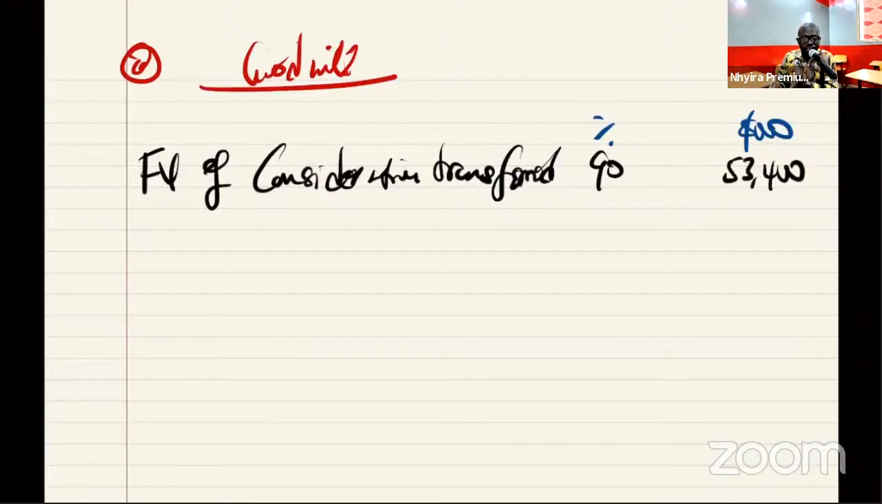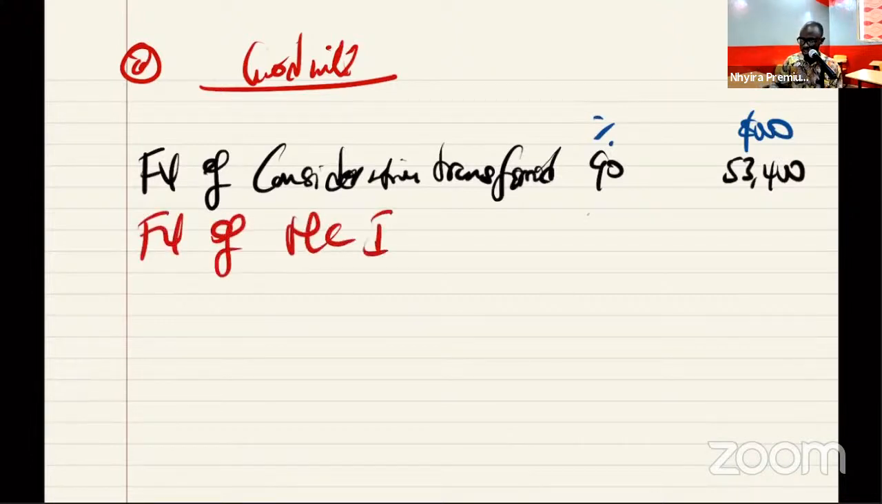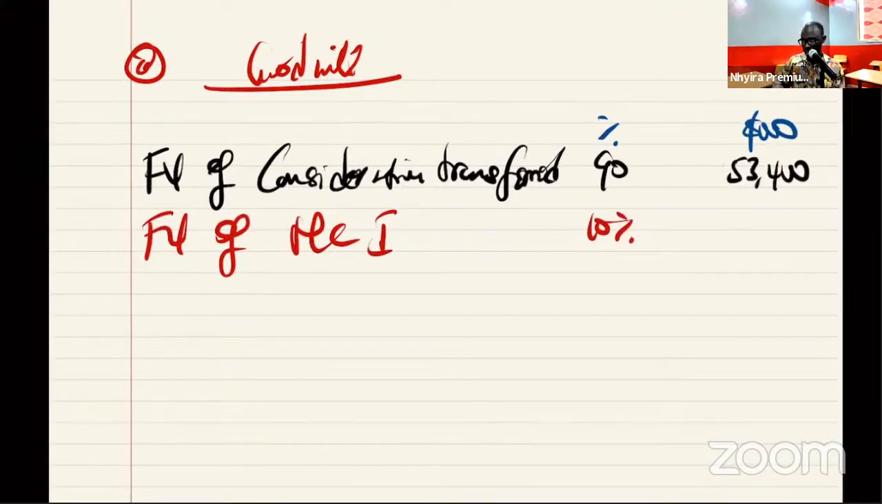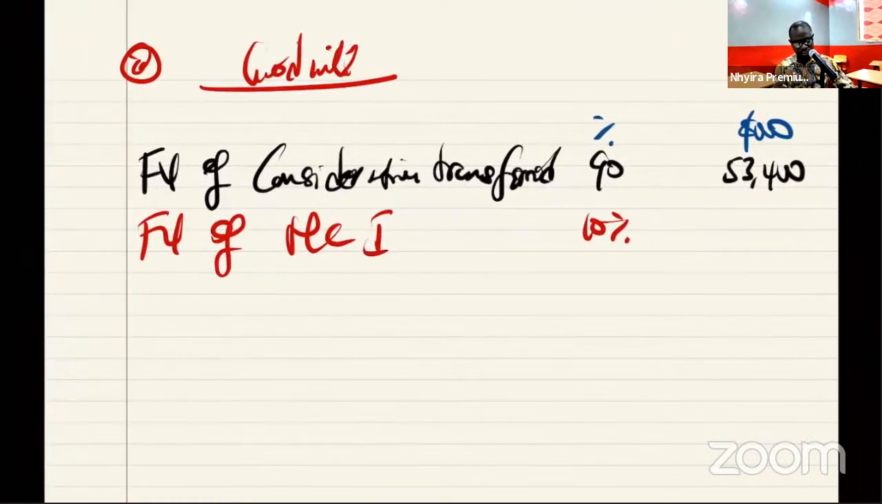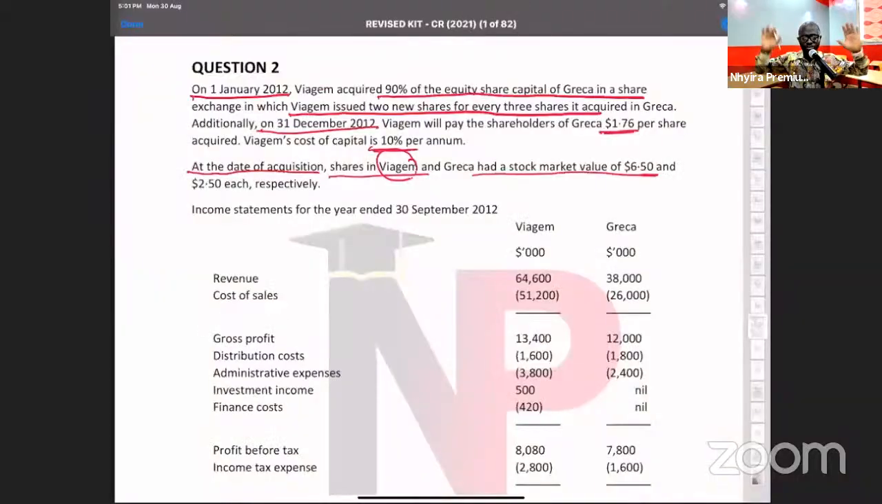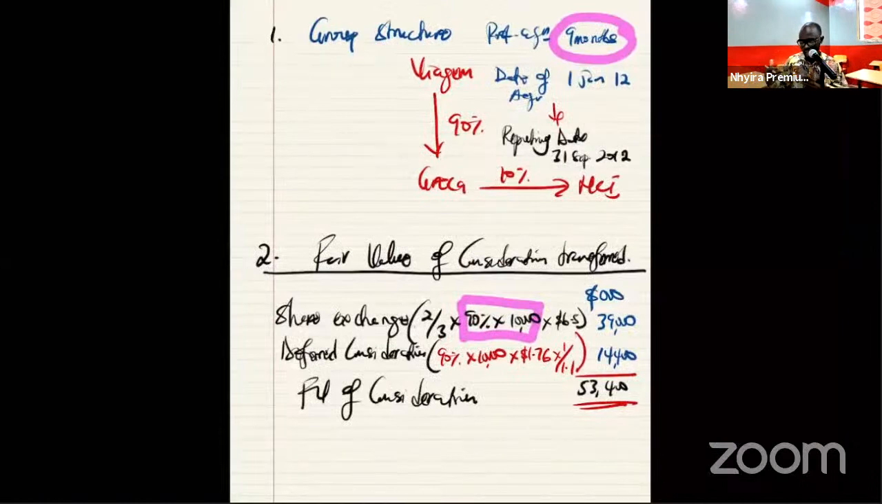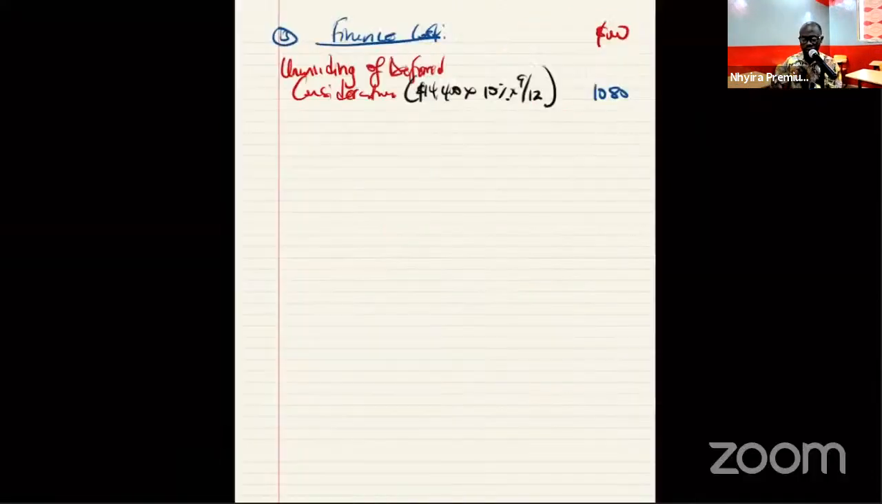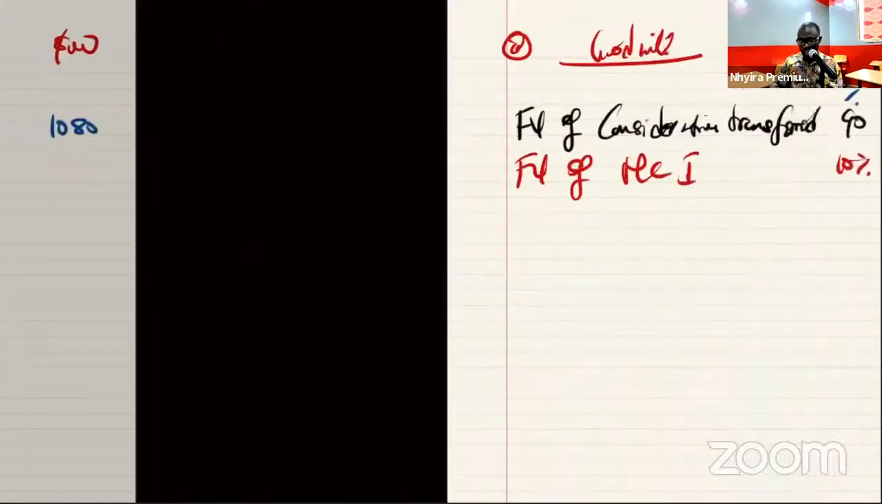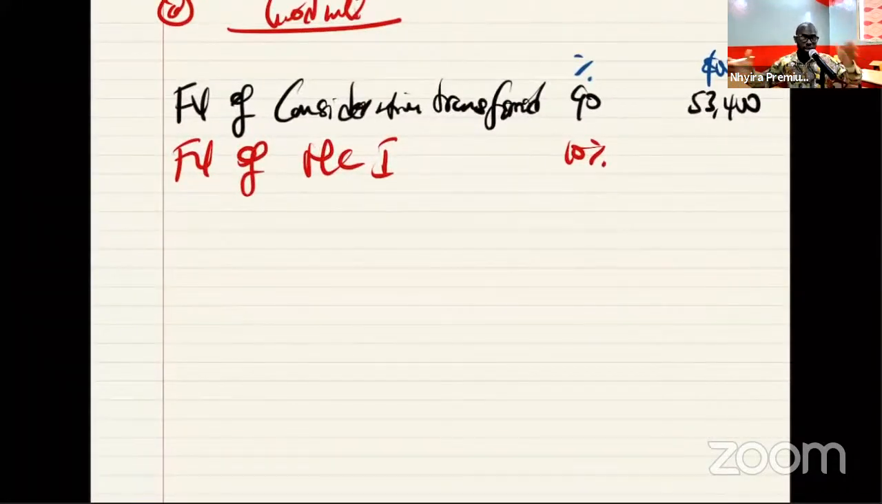Now, since it is not 100% ownership, that means there is fair value of non-controlling interest, which is 10%. We don't know how it is, but we will get a figure coming up in a moment as we continue to read our question. So let's go. Now that I've finished with the intro, look at the workings I did in the intro. I got my group structure covered. I got a fair value of consideration transferred. I got my finance cost for the unwinding of the deferred consideration. Then I've started calculating my goodwill from the intro. Right, let's go.